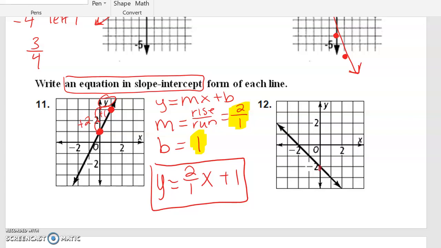All right, now let's try number 12. So again, we want to start at that y-intercept where it crosses the y-axis. That's going to be my b value.